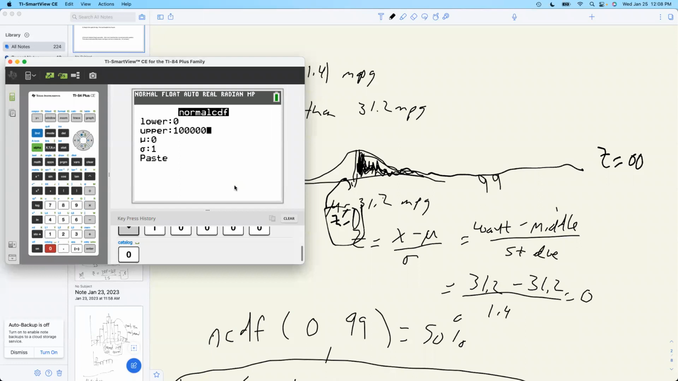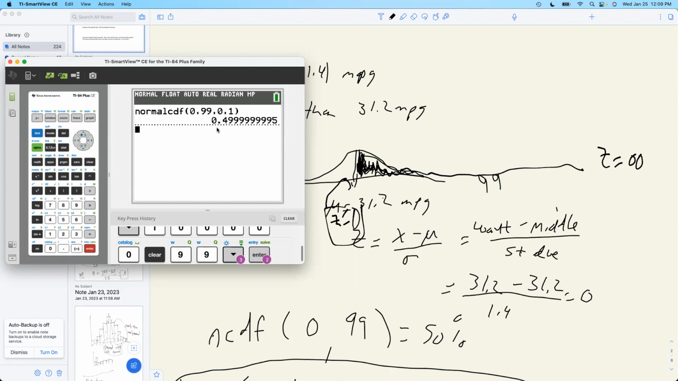But how big is big enough? Honestly, 10 is probably big enough. 10 standard deviations above the mean is gigantic. But what I like to use here is 99 because that kind of looks like infinity. Leave these 2 alone. Don't change those 2. And hit enter. And that's rounded off. That's 50%. So 50% of Civics, remember word problems have word answers, 50% of Civics would get more than 31.2 miles per gallon.